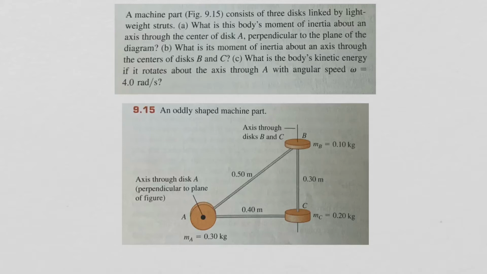So to be able to solve this problem, I will consider the 3 disks as point particles, so they do not have dimensions, they just have mass. And so I will treat them as such when I'm calculating the moment of inertia of the entire system. So for a discrete system of objects, the moment of inertia is defined as the sum of mass of each object times the distance from the axis of rotation of each object to the second power.